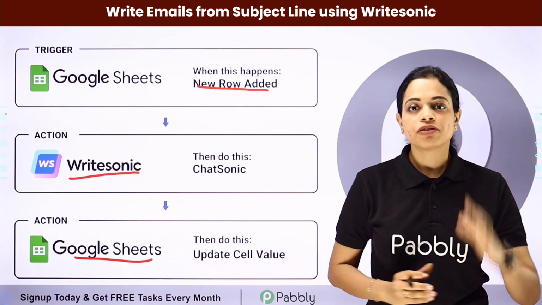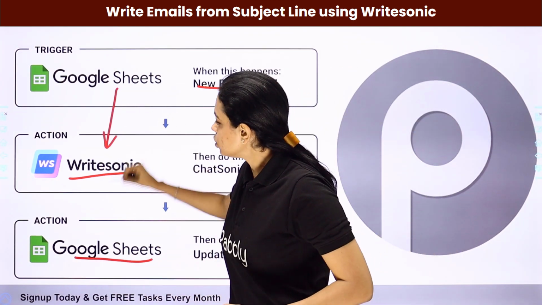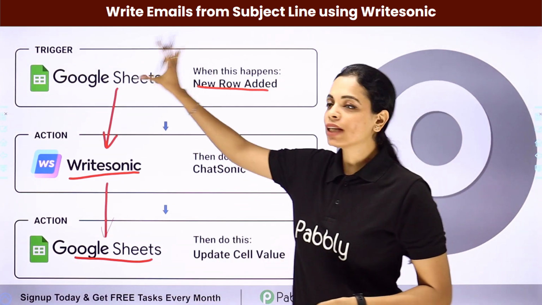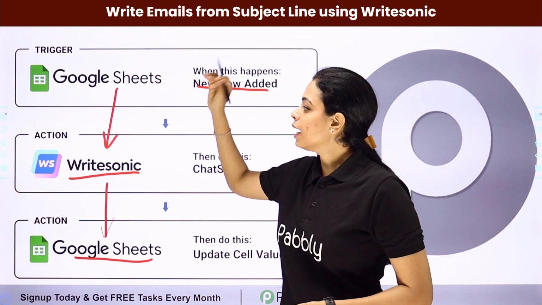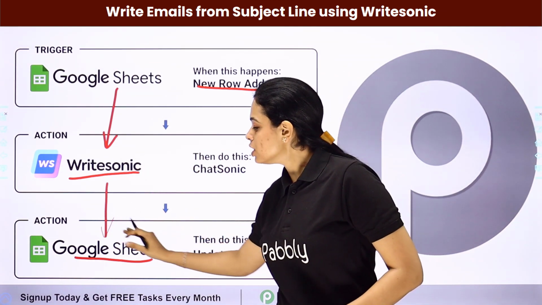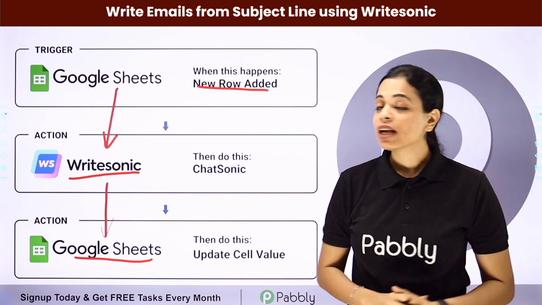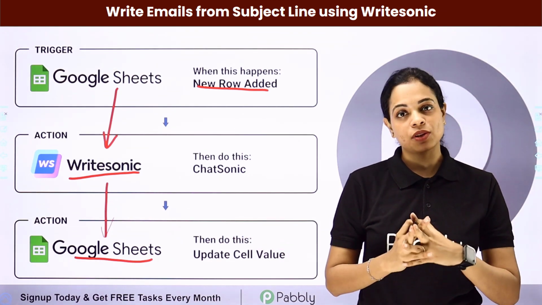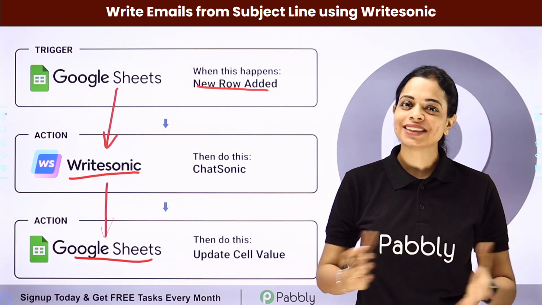How can that be done? For this, you will have to integrate the two applications, and the same thing can be done using Pabbly Connect software. So here your trigger application will be Google Sheets, and your first action application will be Writesonic, and then again you are taking Google Sheets as your action application. Now, how can you do this yourself, integrate and automate this entire process? To understand that, let me take you to my screen.